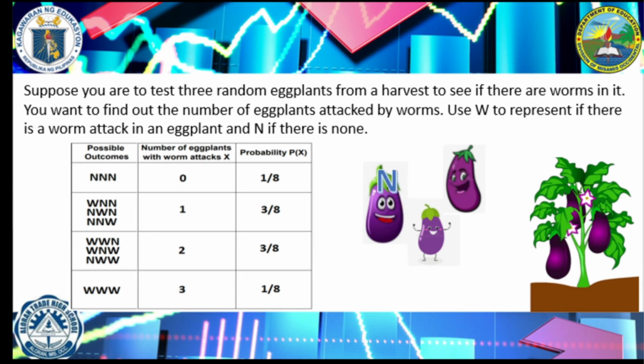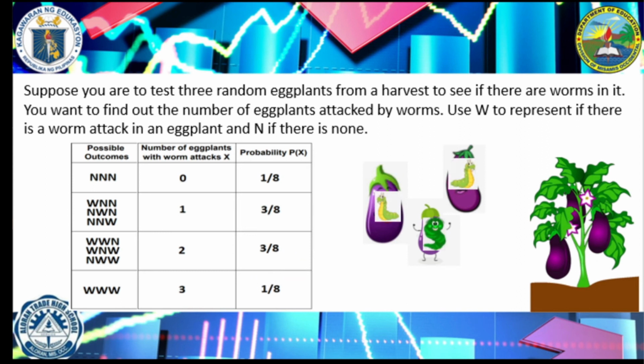Next, it could also be N, W, W. So still, there are 2 worm attacks. We have N, W, W. How many worm attacks? 2. How many possible outcomes in here? 3. We have W, W, N, W, N, W, and N, W, W. So we put in the numerator 3 over 8.